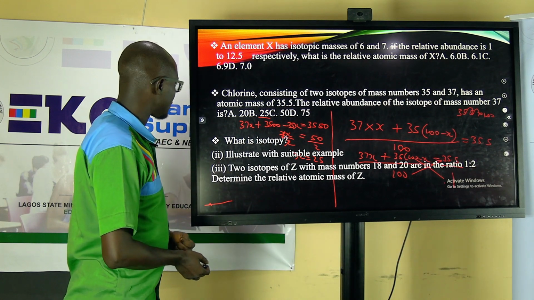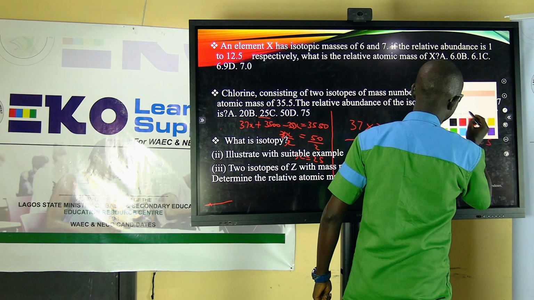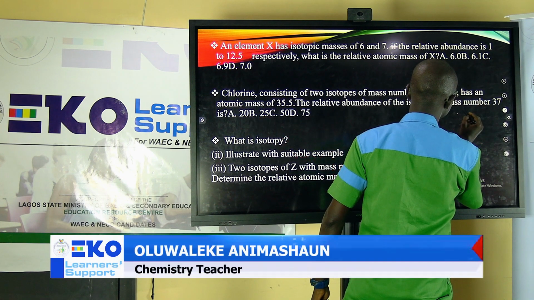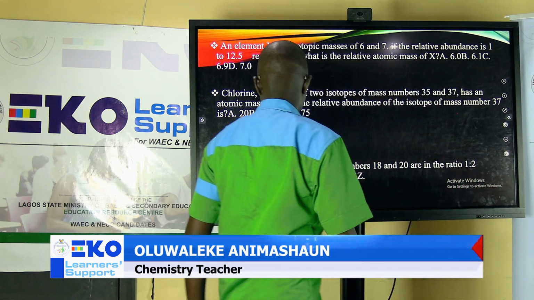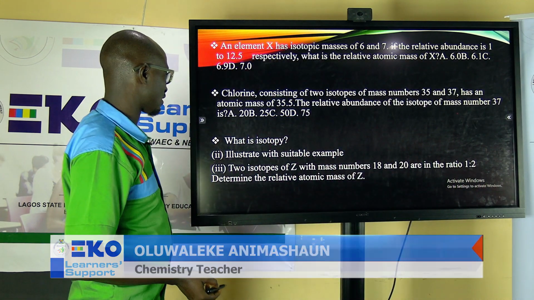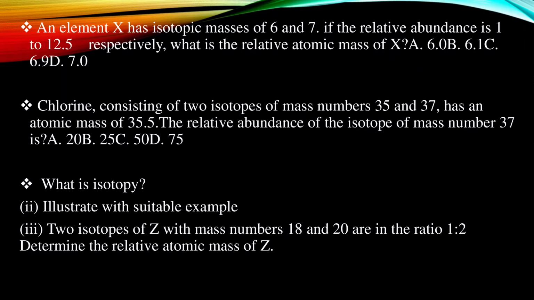The next one is calculation. I believe we should be able to do this. I'll just push you forward so that we can do it. I believe we can do it. Two isotopes of Z with mass numbers 18 and 20 are in the ratio 1:2. Determine the relative atomic mass of Z.